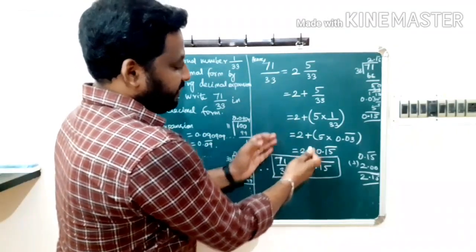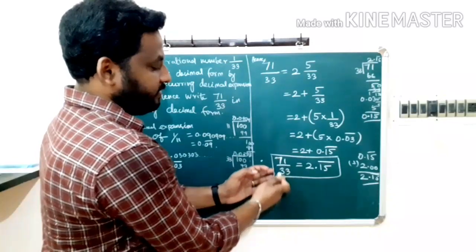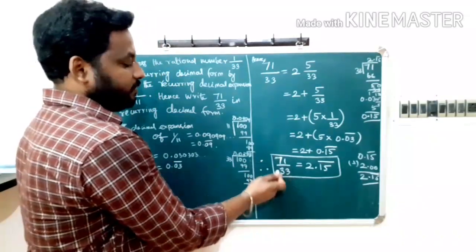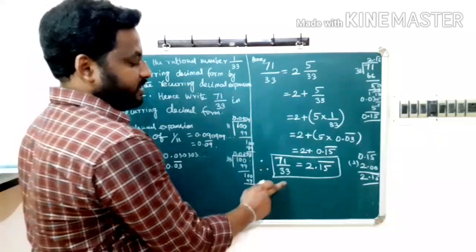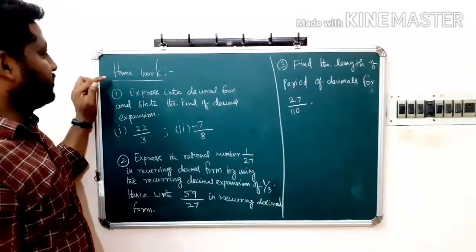So here we have to use the value of 1 by 33 to find the required decimal expansion of the rational number 71 by 33. 71 by 33 is equal to 2.15 bar. Clear? So this is your homework question.